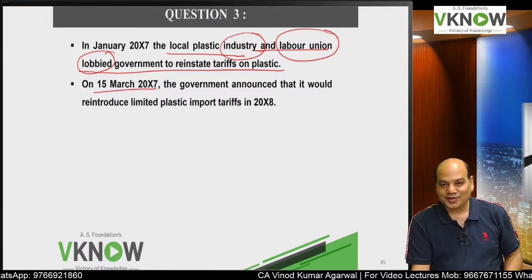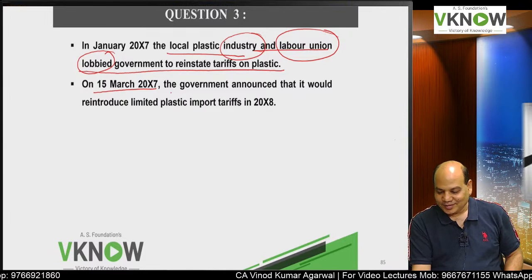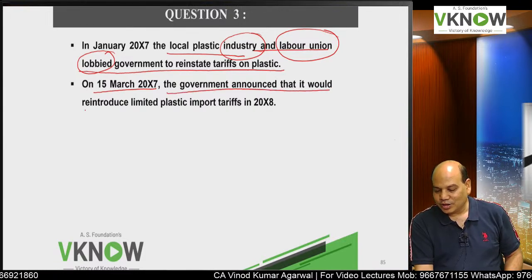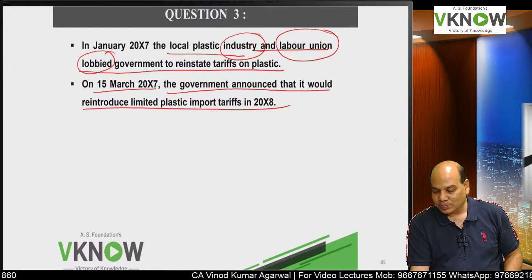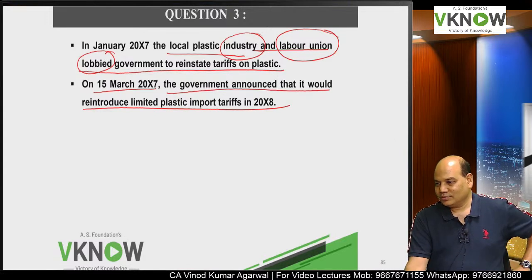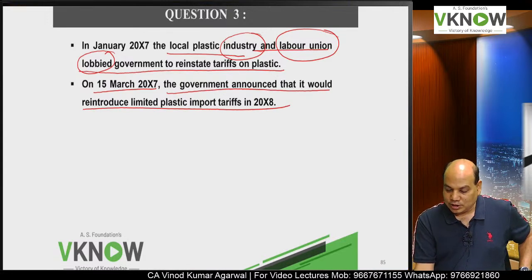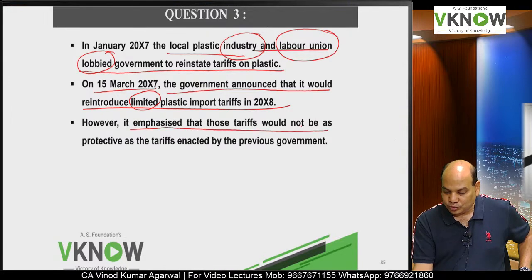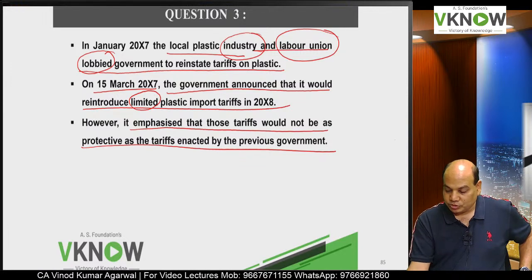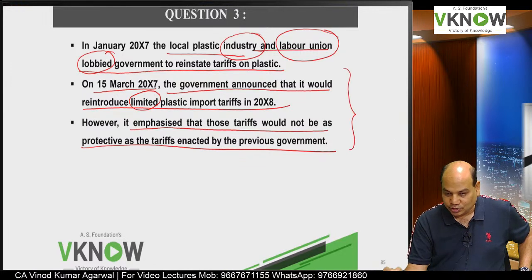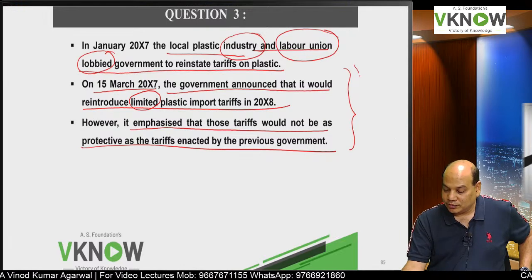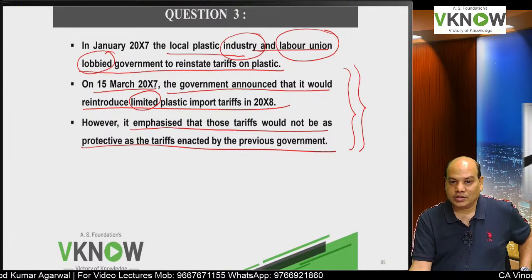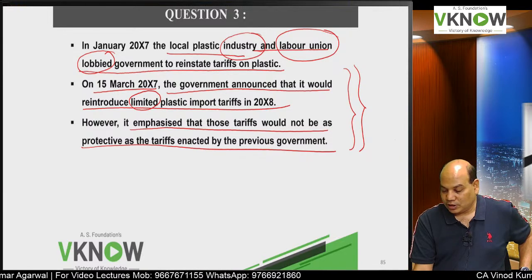On 15th March 2007, the government announced that it would reintroduce a limited plastic import tariff in 2008. So the government will introduce a tariff, but limited, meaning the rate will not be as high as earlier. However, it emphasized that those tariffs would not be as protective as the tariffs enacted by the previous government. See, they have to maintain relations with other countries also. They also have to satisfy the home industrialists and labor union. Very difficult task for a government.